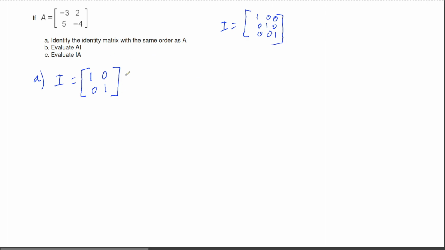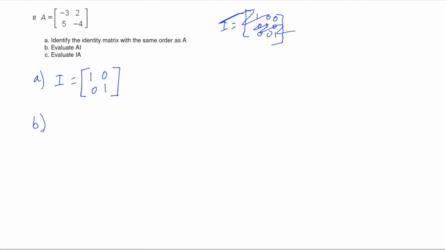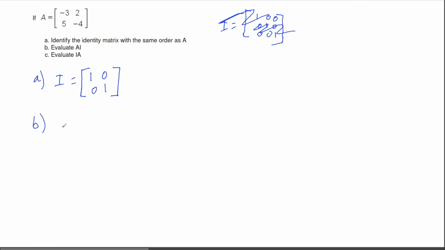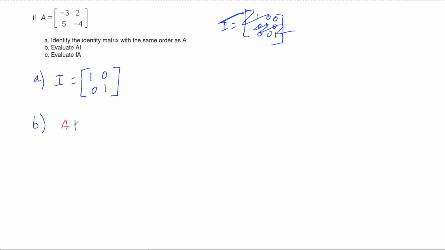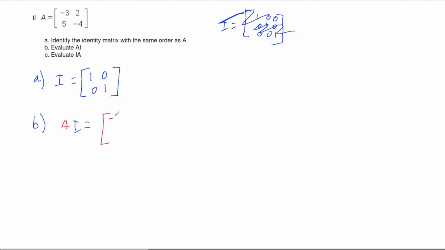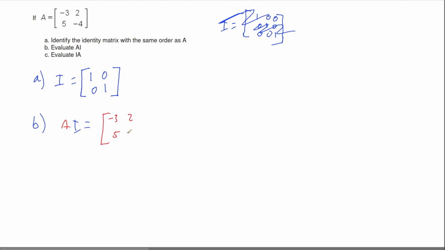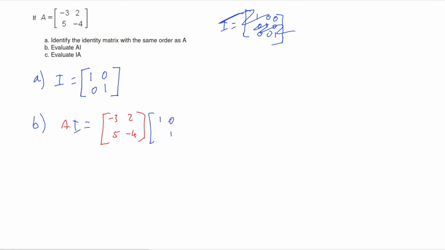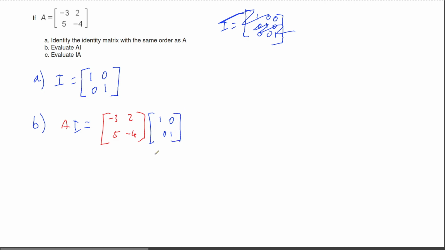But we've got a 2 by 2, so we're going to focus on this one. So now when we go to part B, and I'm going to do A times I, I'm going to have my matrix A, which is the matrix -3, 2, 5, -4, and I'm going to multiply that by the matrix I, which is going to be 1, 1, and 0s anywhere else. So let's look at what happens when we multiply.